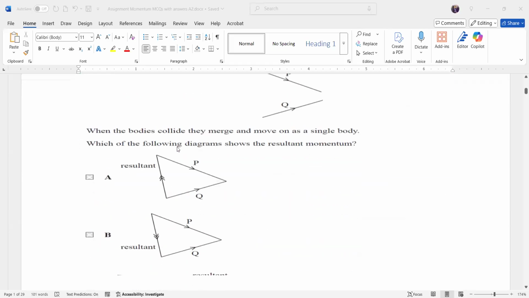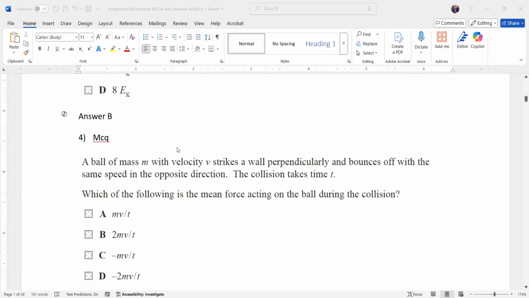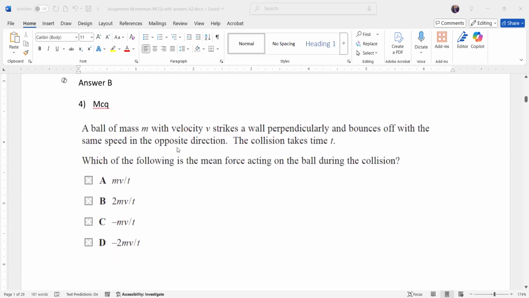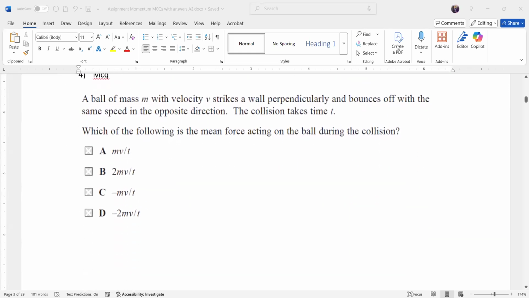So the question related to topic momentum and the collision. Question 4. You can use the chat to answer the question. Question 4.